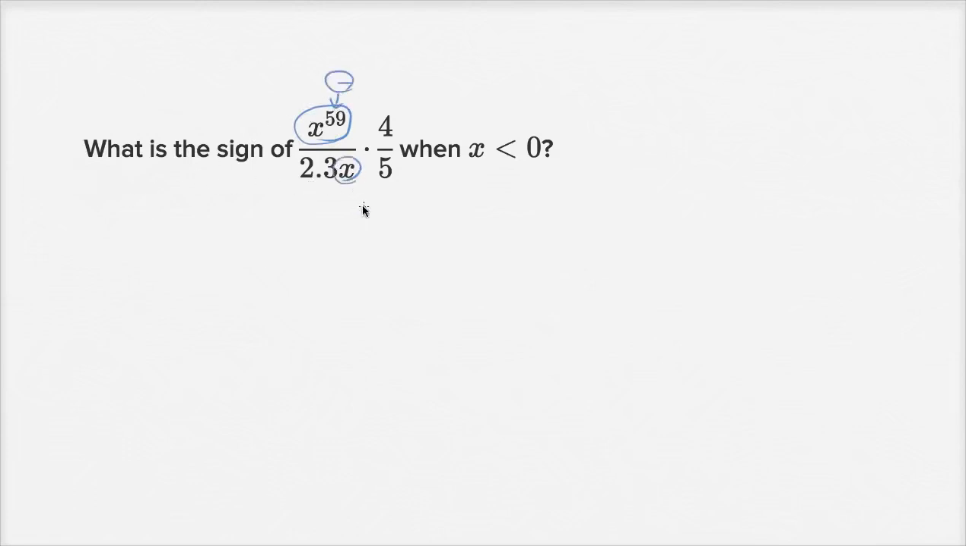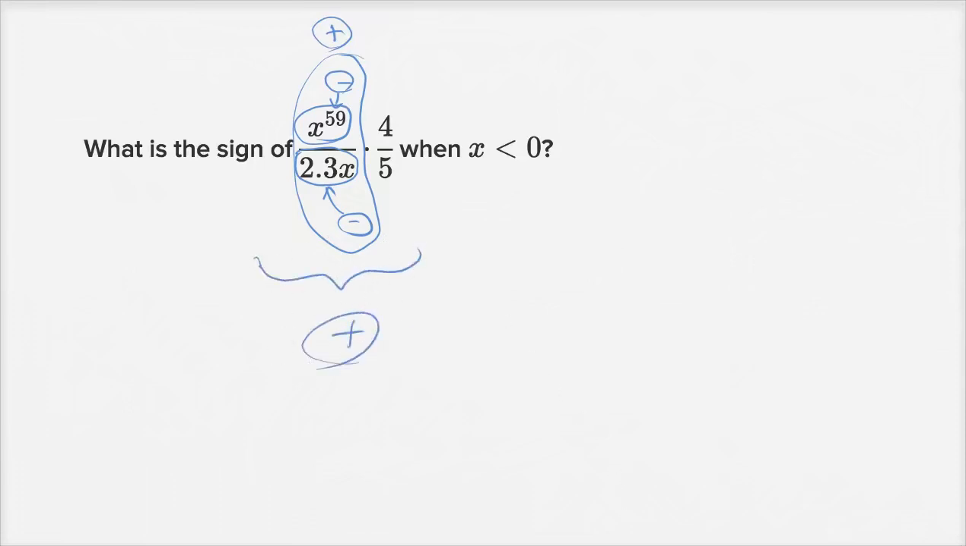And this x right over here is going to be negative. And so 2.3 times that x, that's going to be negative as well. So this thing is going to be negative. That's going to be negative. A negative divided by a negative is a positive. So all of this business is going to be a positive. A positive times a positive is just going to be positive. So this whole thing is going to be positive.